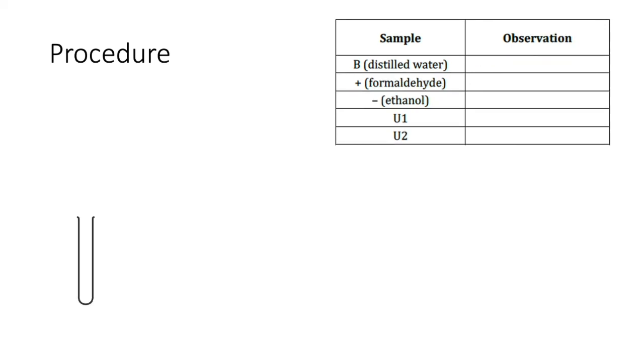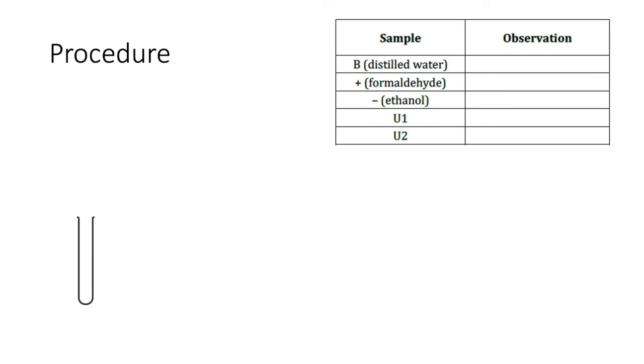The other test that you'll need to do is the Tollens test for aldehydes. In this test, the blank will be distilled water, the positive control will be formaldehyde, a material that contains an aldehyde. The negative control will be ethanol, and you'll have unknowns to test for the presence or absence of aldehydes.